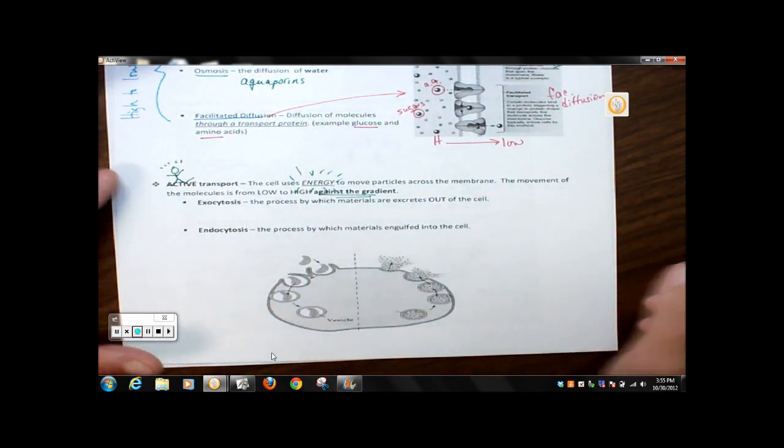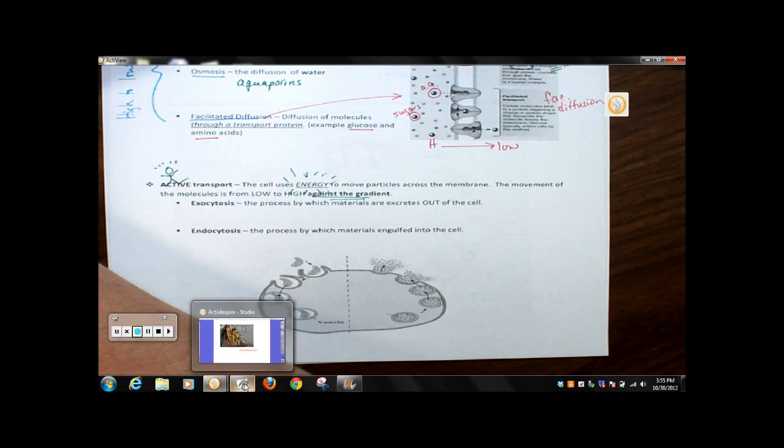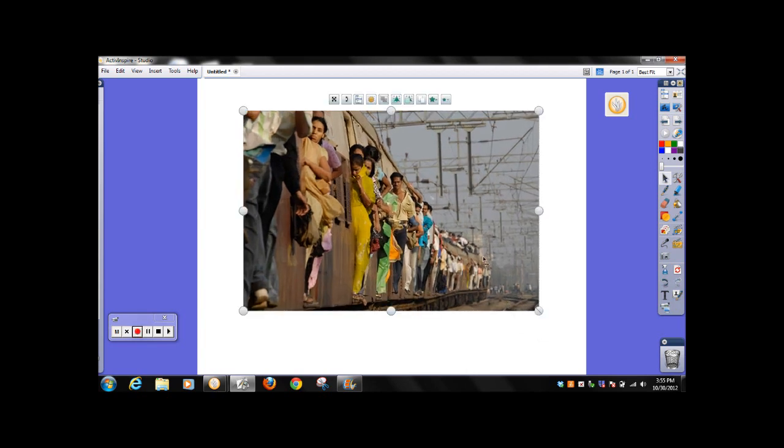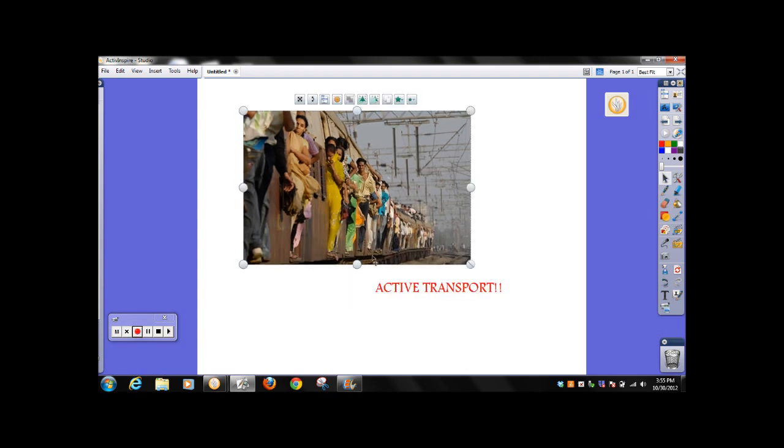And so, for example, in this diagram, you've got a lot of people on a train. Obviously, the concentration of people is higher on the train than off. And so naturally, it would be easy for them to just step off and move from high to low concentration. But look at these people up here in the top. To get into the train, there was already a bunch of people there. And to get on that train, don't you think it required a lot of energy? And so that would be moving from a low to a high concentration. And that happens in the cell as well.